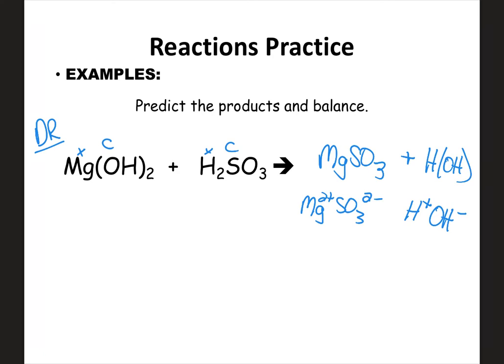Okay, so when I balance this, I see I have two OHs on the left. All right, so by putting a 2 in front here, that gives me two OHs on the right. But now I have two hydrogen on the right. I have two hydrogen already on the left. 1 Mg, 1 Mg, 1 SO3, 1 SO3. So now it's balanced here.